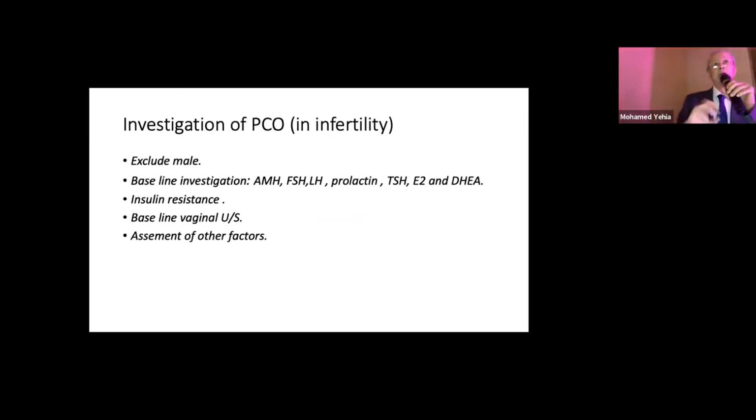We are going to concentrate on what we can do in polycystic ovary in infertility. What are the investigations we need? The first thing is to exclude the male factor, because this is going to shift all the treatment we are thinking about.